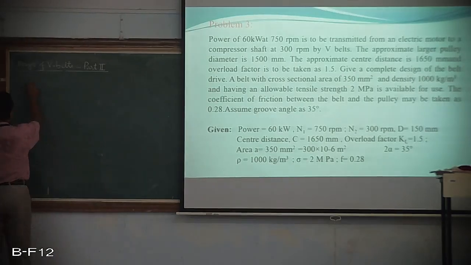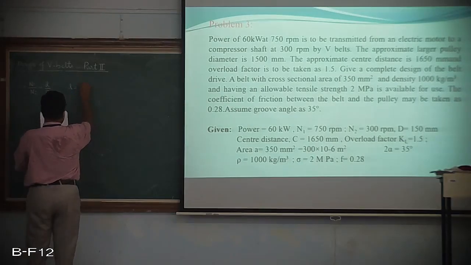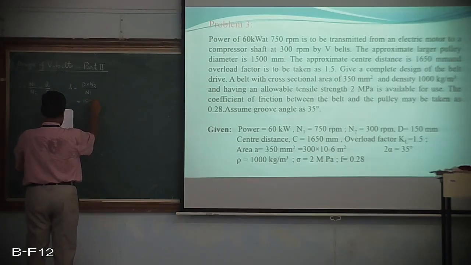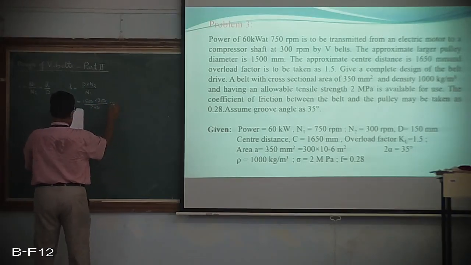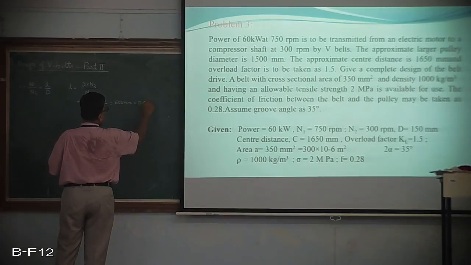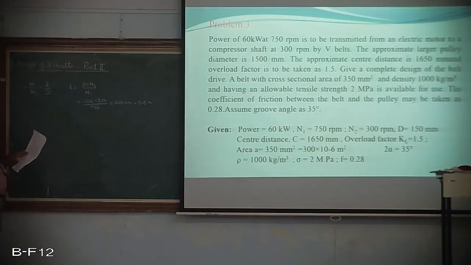initial calculations. We know that the speed ratio N1 upon N2 is given by D by d. Since the slip is not given here, we need not use that slip. Directly I will find out d into N2 upon N1, which is given by 1500 into 300 upon 750, which is 600 mm, the diameter of the smaller pulley. So, or you can call it 0.6 meter. This is very much useful for us while finding the velocity.